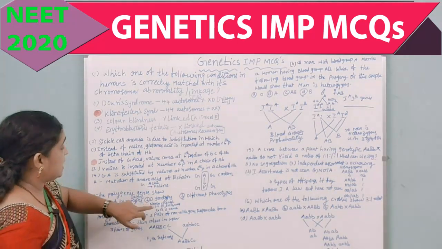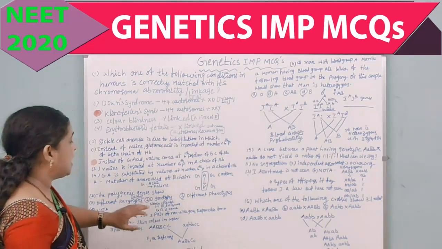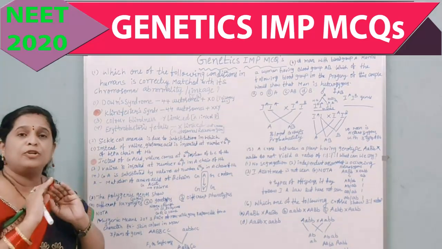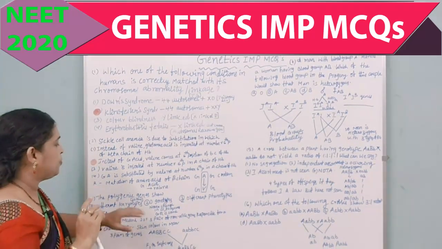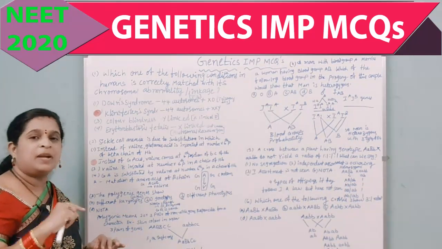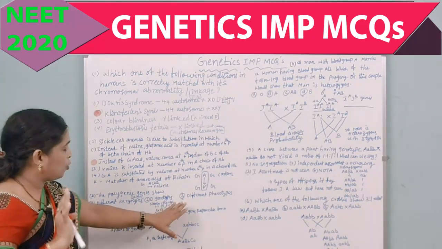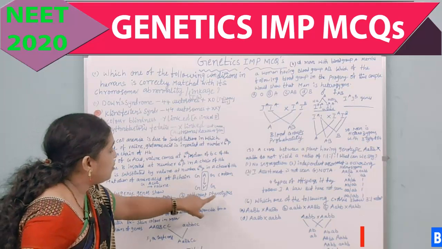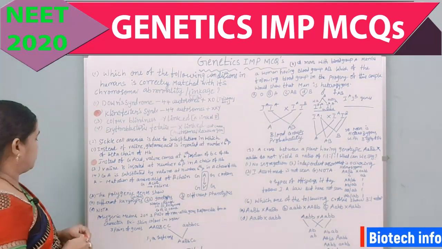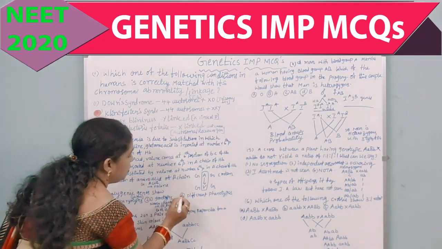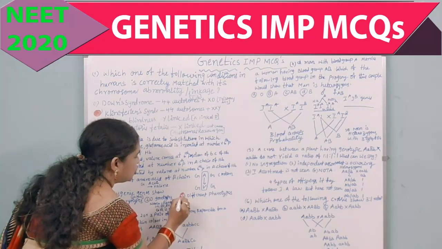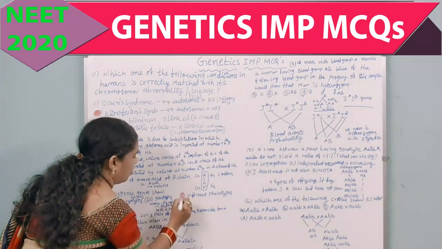Second is different genotypes. Genotypes are not going to change. They are always the same in a dihybrid as well as a trihybrid cross. Then comes different phenotypes. This is the correct option. So you have to bubble C as the correct option in your OMR sheet.